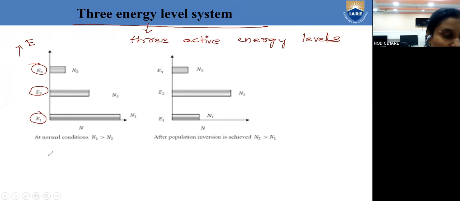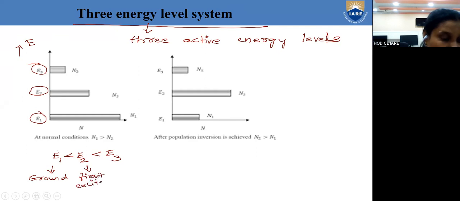Under normal condition, E1, the ground state energy, will be less than E2, the first excited state, and the first excited energy will be less than E3, the second excited state. So E1 is the ground state, E2 is the first excited state, and E3 is the second excited state. There are two excited states and one ground state. And on the other axis, we are taking N. N represents population.